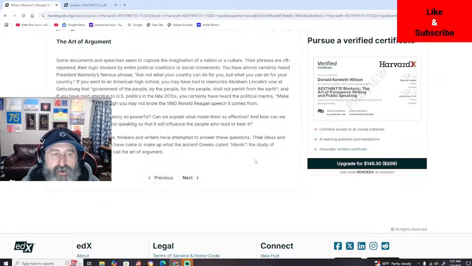And if you have paid attention to U.S. politics in the late 2010s, oh my God, this is probably an older class then, you certainly have heard the political mantra, make America great again. Though you may not know the 1980 Ronald Reagan speech it comes from. Oh, I didn't know that comes from a Ronald Reagan speech. I didn't know that. No.